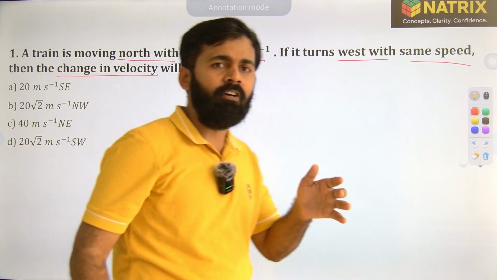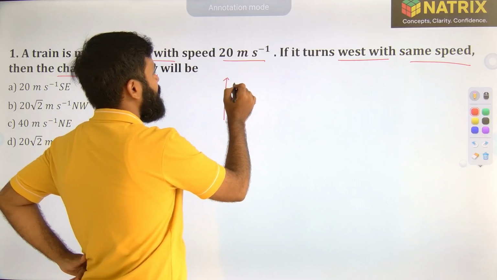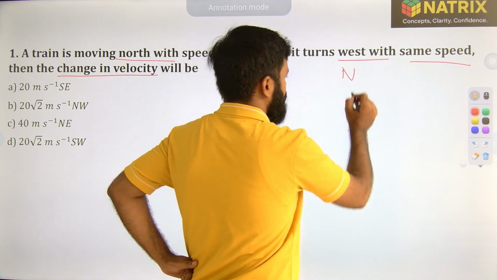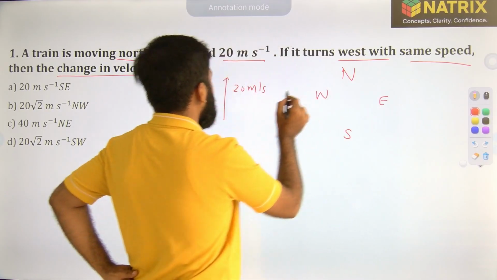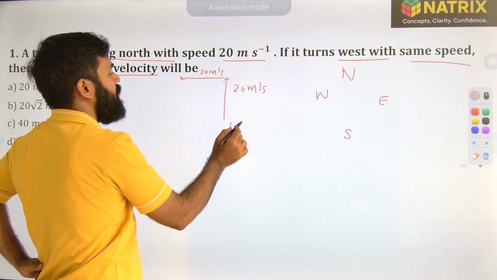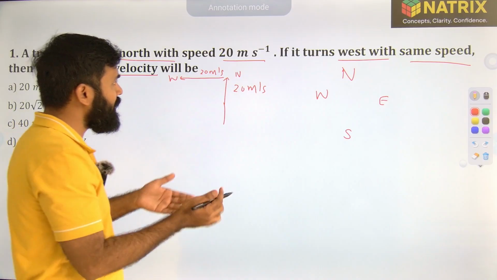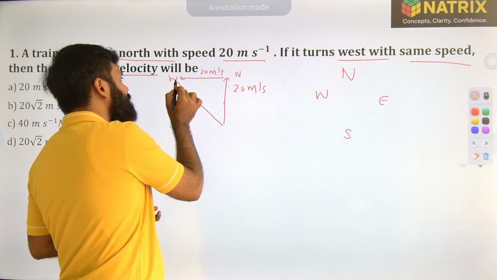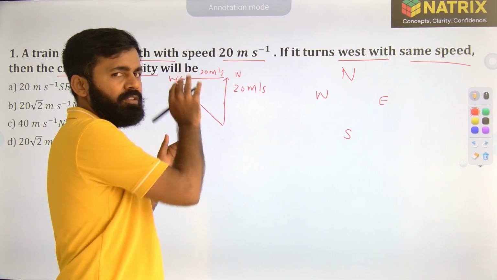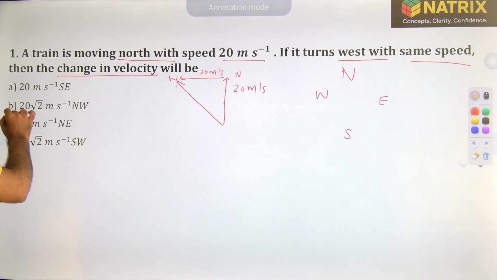So generally what you guys will do is see north of 20 meters per second and then towards west. You know the directions north, south, east, west. Then towards west, it is again 20 meters per second. So this was north and this was west. So what you guys will think? Yes, the resultant velocity will be in the direction of northwest. There is only one option called northwest and you will take this option.